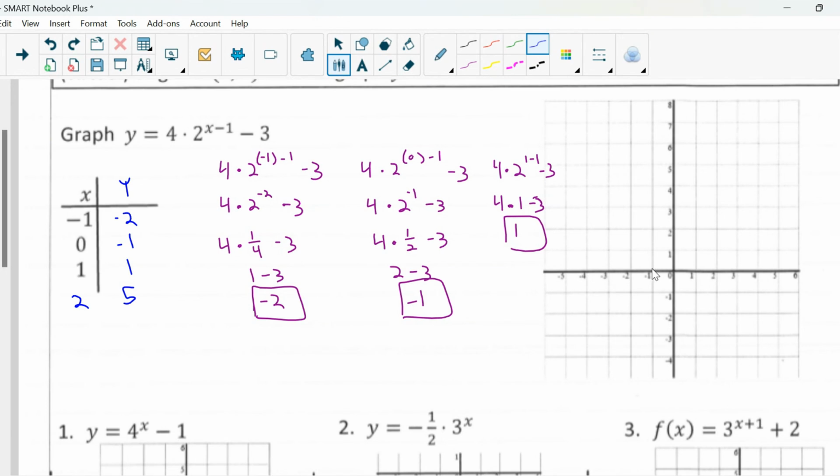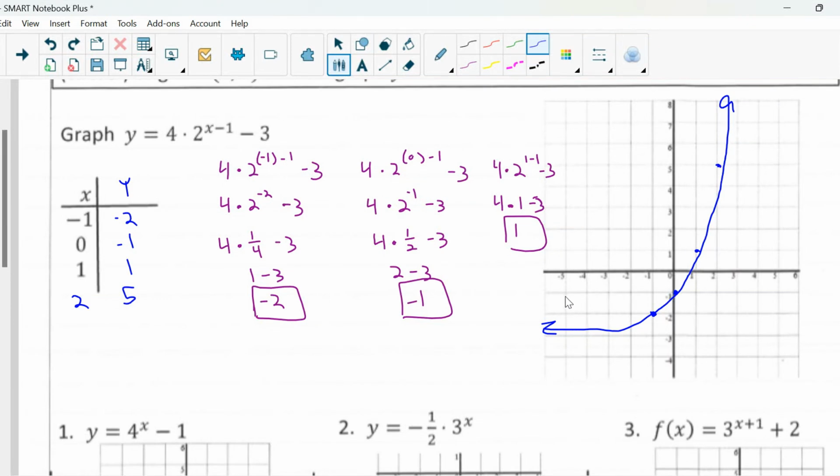So at -1 here, we're going to have -2. At 0, -1, 1 and 1, 2 and 5. And it's going to give us a graph that looks something like this.